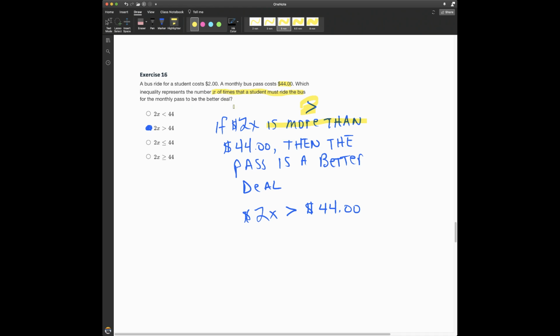If I want the monthly pass to be a better deal, then compared to paying $2 every time I ride the bus, $2 times however many times I ride the bus has to be more than $44. So if I ride the bus 30 times, then 30 times 2 is $60, and that is more than $44. So I write an inequality to represent that, and that is over there.